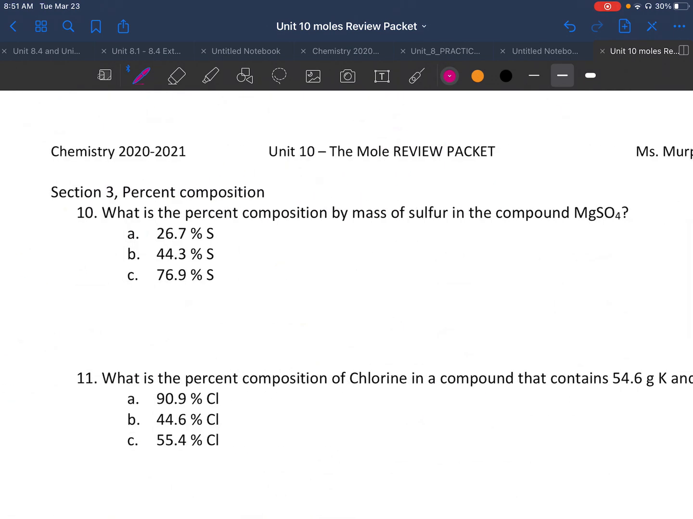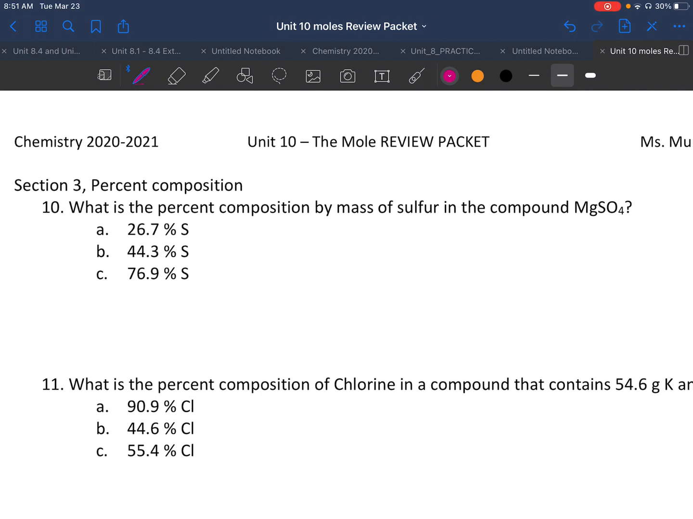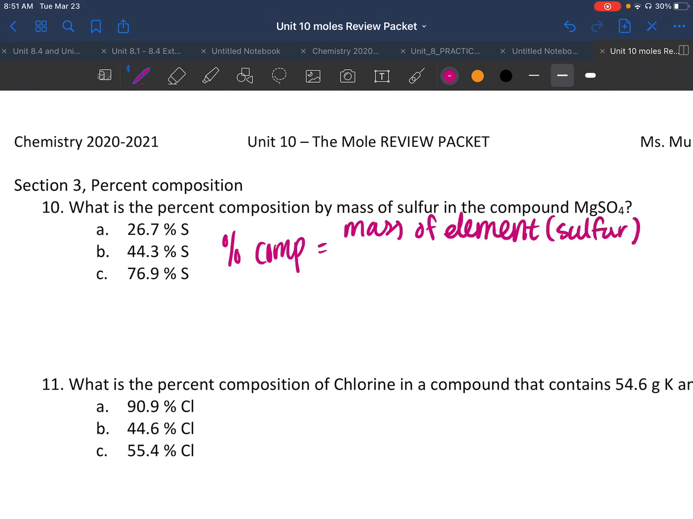All right, next one here. The last 2 here have to do with percent composition. This first one here, if I give 0 masses, you know you're going to have to calculate molar masses. And so remember that percent comp is equal to the mass, and in this case of an element, it specifically says sulfur. This one doesn't ask you to do 4 different ones, and then we're always going to put that over the mass of the compound.